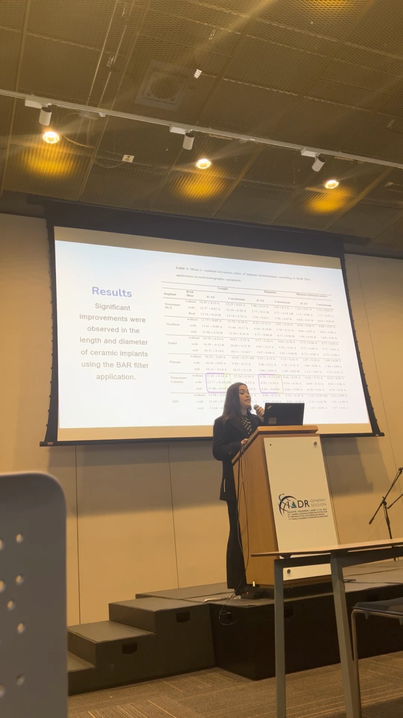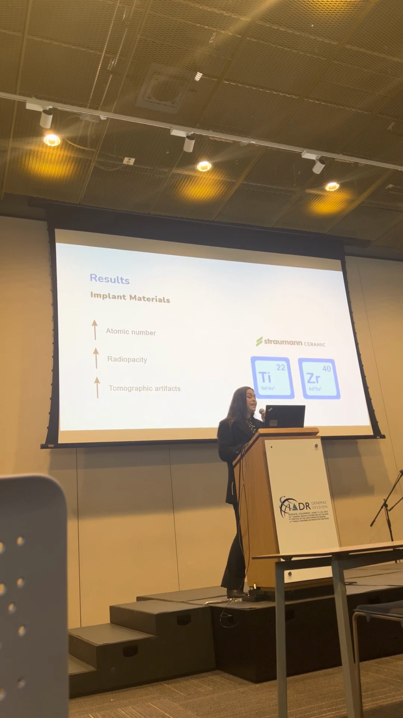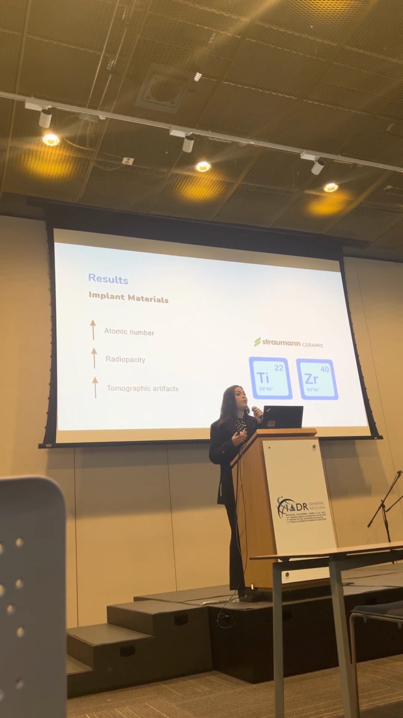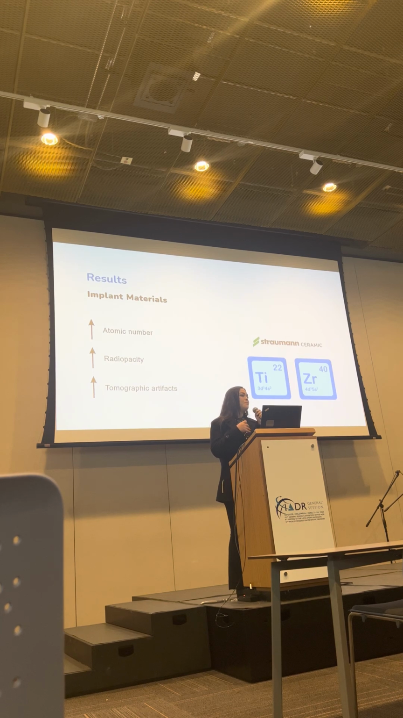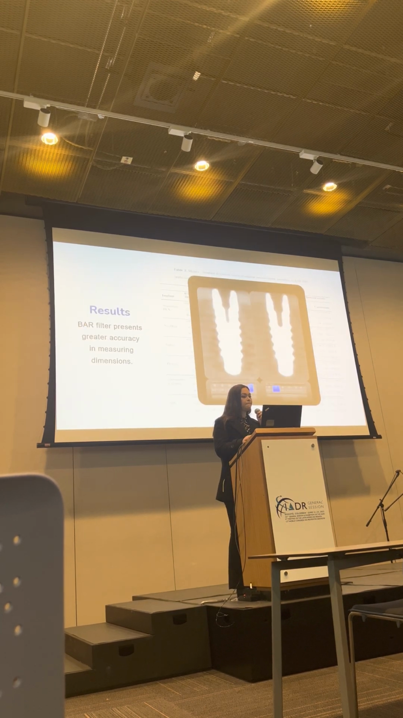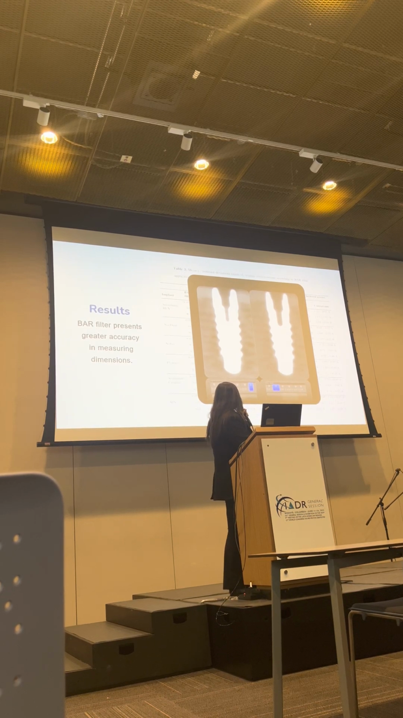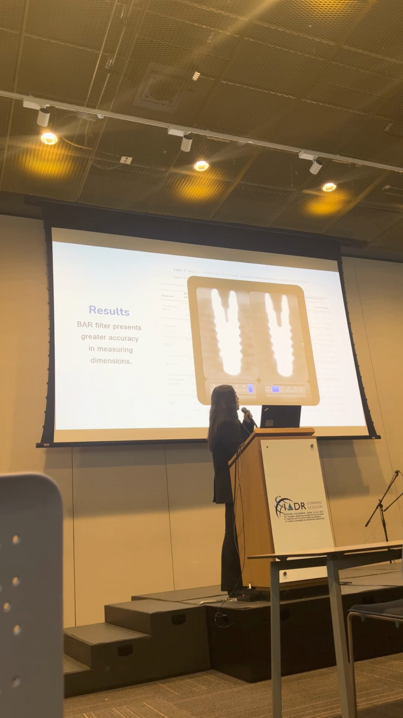And besides that, it's possible to see a significant improvement in the length and diameter of ceramic implants using the biofilter. And this can be explained because the higher the atomic number, the higher the radiopacity, the higher the tomographic artifacts. And ceramic implants made from zirconia present a higher atomic number than titanium. So the use of the biofilter can be more efficient in this type of implant. In this image, we can see that the biofilter presents greater accuracy in measuring dimensions, because in the first image we can see the implants without the biofilter and the second one with the biofilter. And the second presents better visualization and fewer tomographic artifacts.